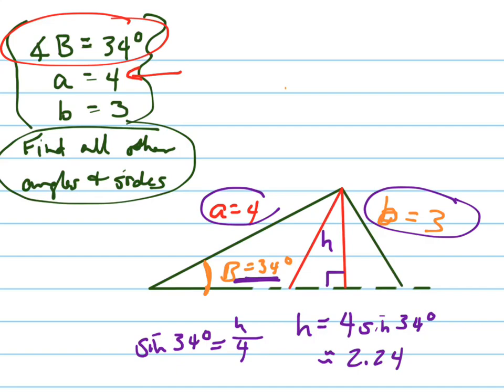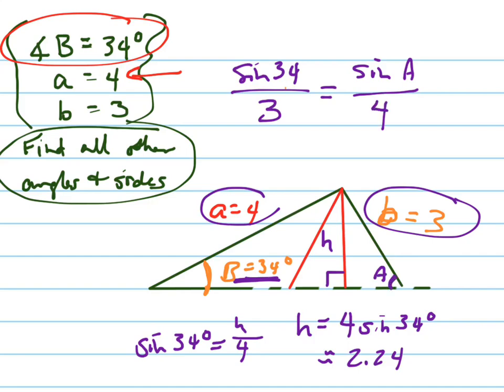Alright, so now let's talk about this particular instance, which has two solutions. Let's talk about how you find what those solutions are. The first thing you do is use the law of sines. So the sine of 34 over the side opposite of it, which is 3, equals the sine of A, which we don't know, A is down here, over the opposite of it, which is 4.